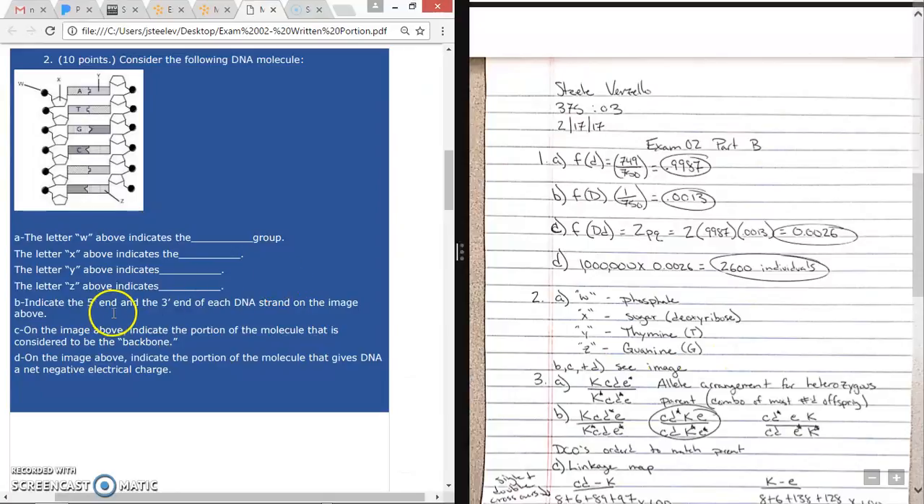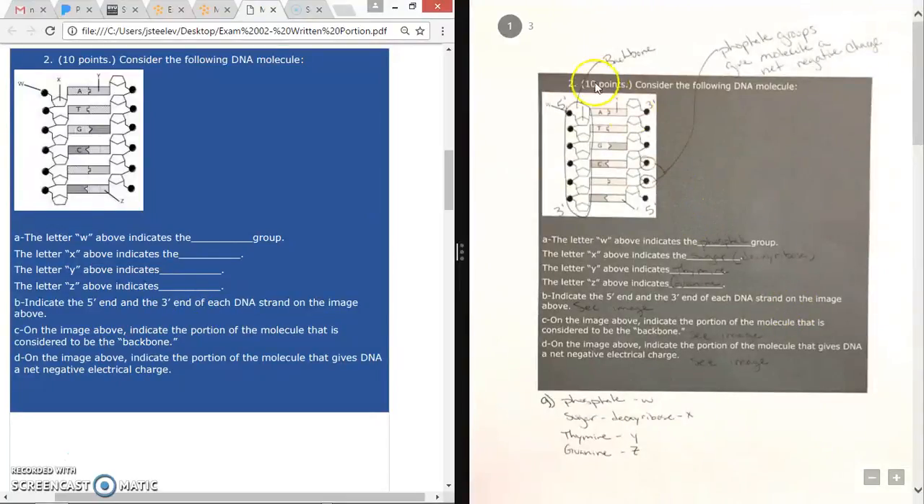So for B, indicate the 5' and the 3' end of each DNA strand on the image above. So right here I have listed 5', 3', 5', 3'. They are opposites in DNA. They go opposite of each other on that area there.